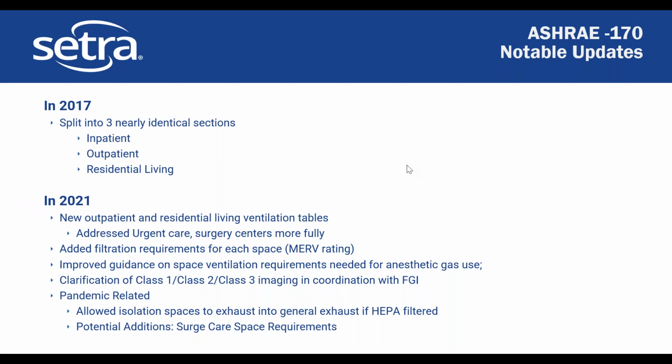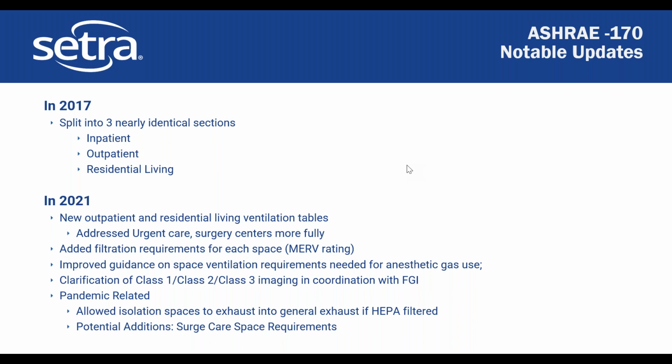All right. So they split into three nearly identical sections. This was actually intended because FGI had split their standard into three different sections: inpatient, outpatient, and residential living. So this was to better correlate. Now, mind you, in 2017, as I noted, they were almost identical. The inpatient and outpatient sections had almost no differences.